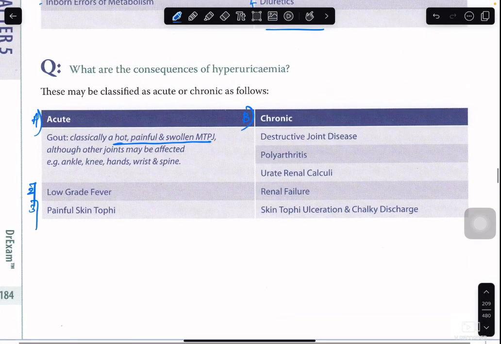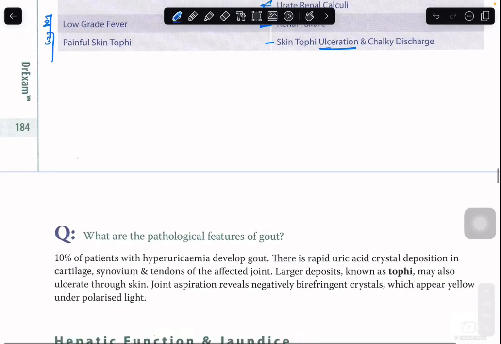In the chronic hyperuricemia features, that will be destructive joint disease, polyarthritis, urate renal calculi, renal failure, and skin tophi ulceration and chalky discharge. Okay, so ultimately, due to prolonged inflammation, that will cause the destructive joint disease, polyarthritis, renal dysfunction, urate renal calculi, and renal failure, and the skin tophi ulceration and chalky discharge.